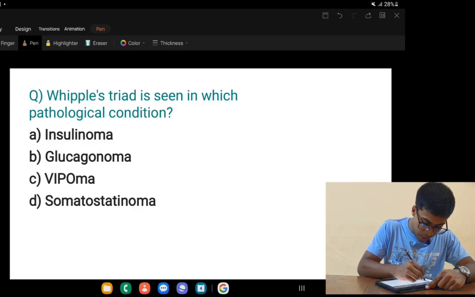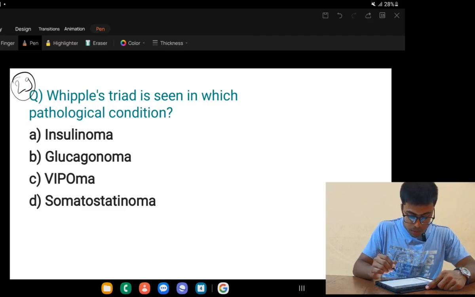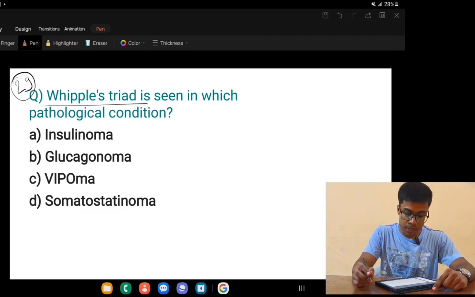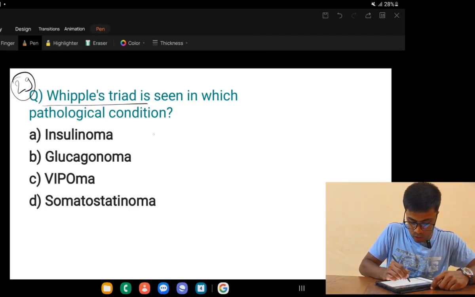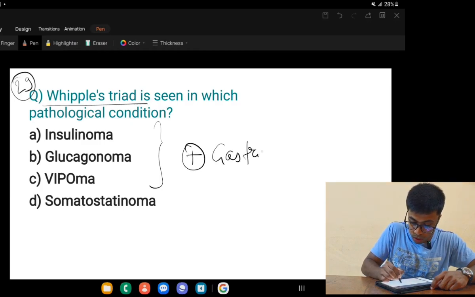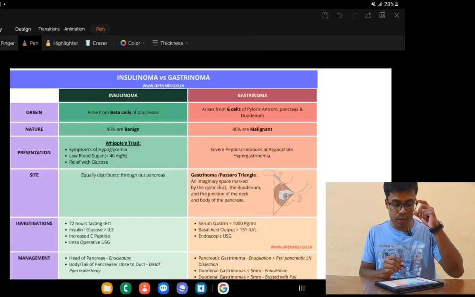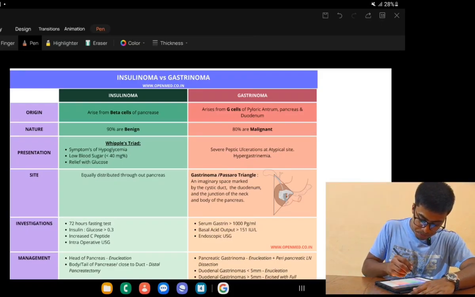Then coming to the next question, the 29th question, I guess. Yes, 29th question: Whipple triad. Before solving this question, for Whipple triad pathological conditions, you should know all these conditions plus one more condition, gastrinoma. So let's discuss these conditions first. What are these conditions? Insulinoma, gastrinoma.